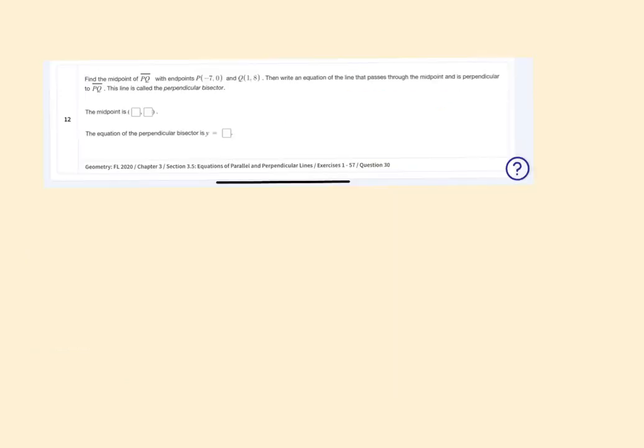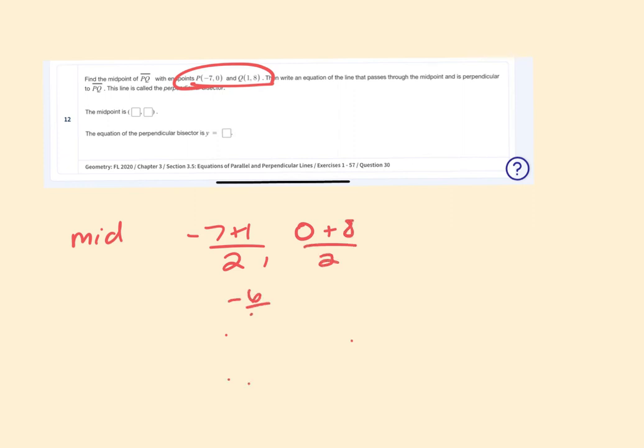All right, this is 12. It says find the midpoint of PQ with the endpoints -7, 0 and 1, 8. Then write the equation of a line that passes through the midpoint and is perpendicular to line PQ. From this information, we need two things: the midpoint and the slope, so that we can figure out the perpendicular slope. For the midpoint, I add the 2 x's, divide by 2, add the 2 y's, divide by 2. I get -6/2, 8/2, which is (-3, 4). So that's the midpoint, right?